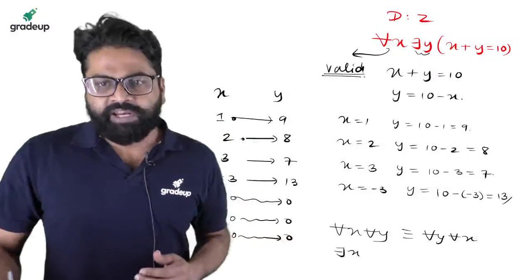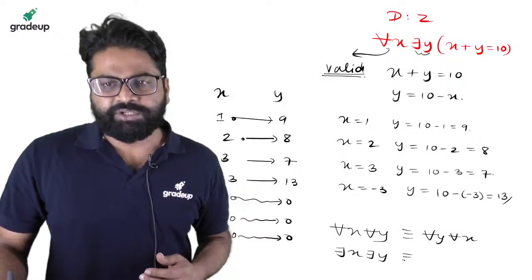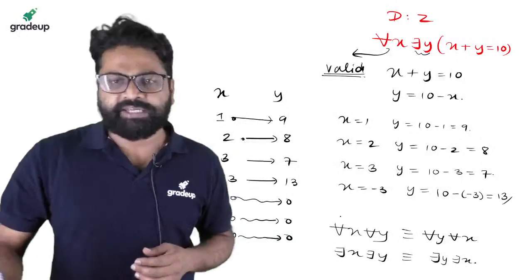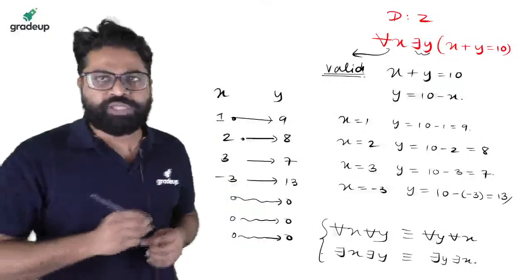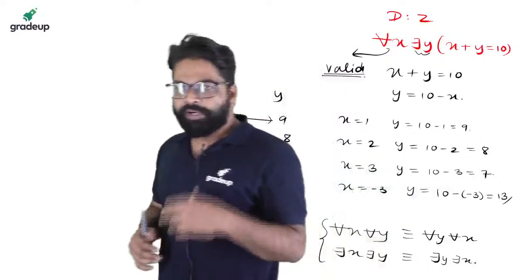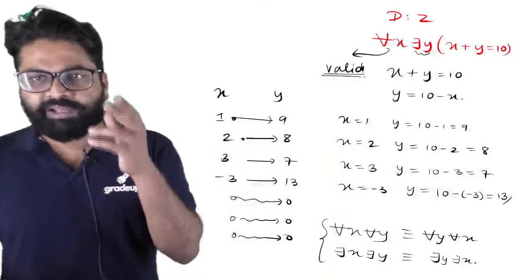Whenever you have there exists x, there exists y, when you change the order of the quantifier, you still get there exists y and then there exists x. So with respect to these two things, when you change the order of the quantifier, it does not actually matter. But what will happen when I change the order of the quantifier with respect to this example?